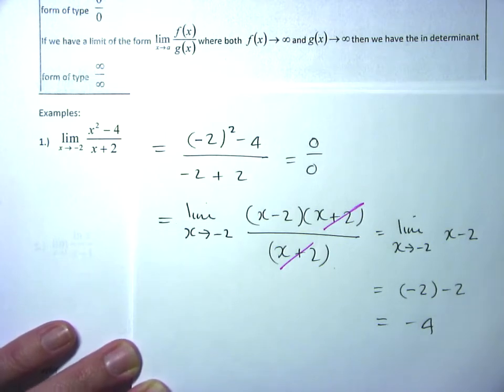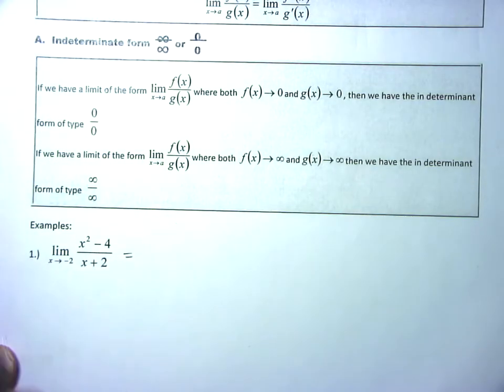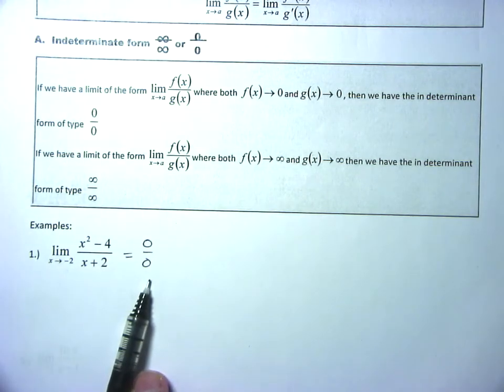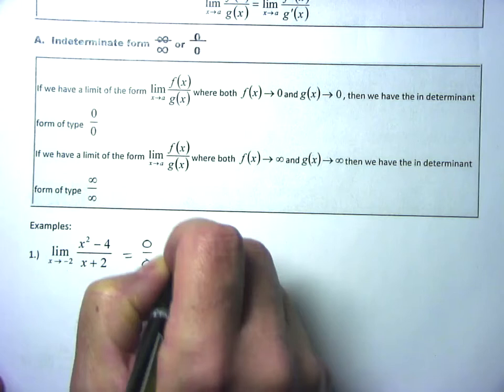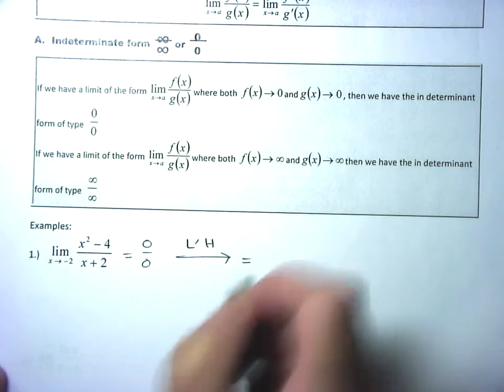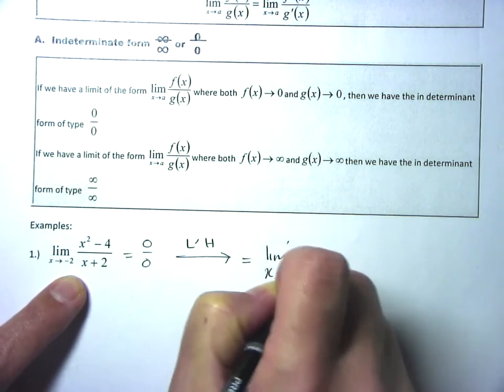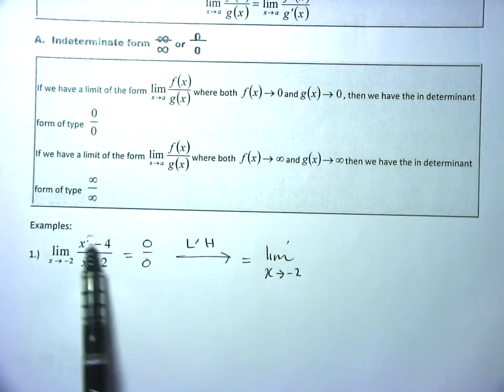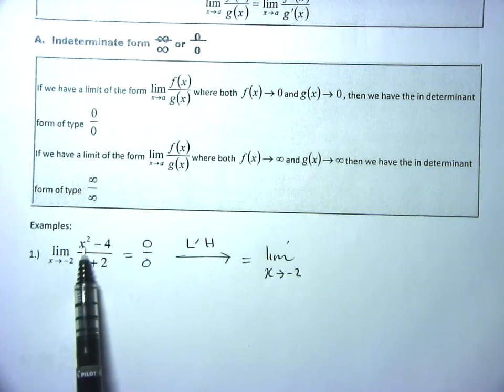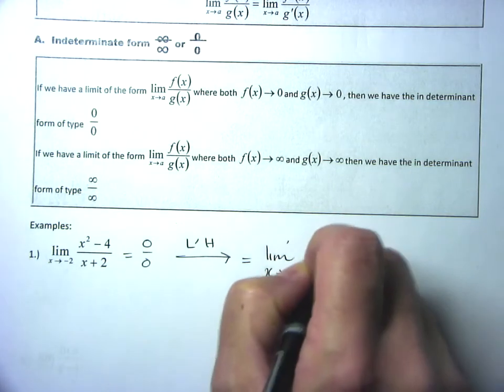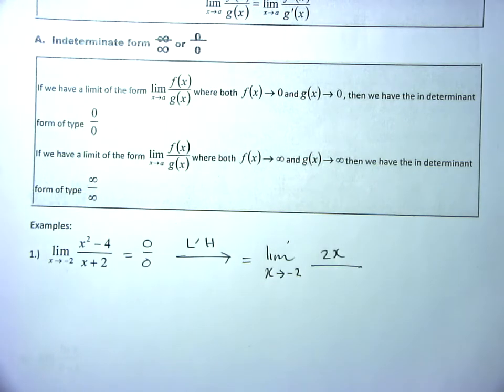You can absolutely use that. However, we notice that since if I plug this limit in, I get 0 over 0, 0 over 0 now becomes a permission slip for me to use L'Hopital's rule. So this limit is going to be equal to the limit as x approaches negative 2 of the derivative of the top. So what is the derivative of x squared minus 4? It's equal to 2x, divided by the derivative of x plus 2, which is equal to 1.